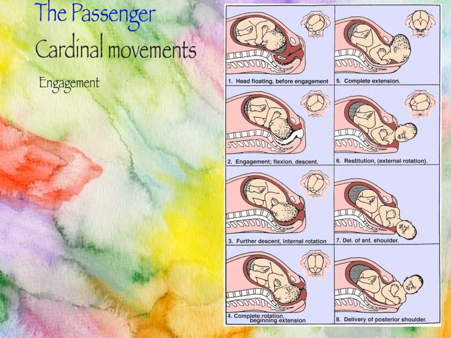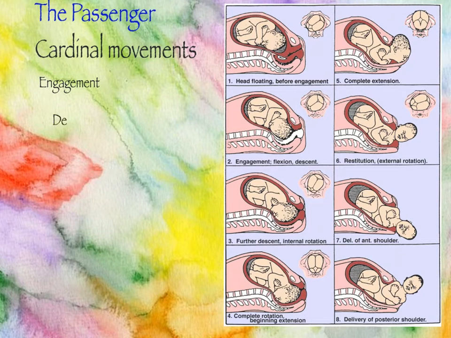The first one we're going to talk about, I did put up a picture of the cardinal movements, is engagement. Now, in the top left-hand picture, you see the head floating above the ischial spines. This baby is not engaged. Here in picture 2, you have the engagement. The presenting part, which is the occiput, is now in the bony pelvis. So that is engagement. That is the first of the cardinal movements.